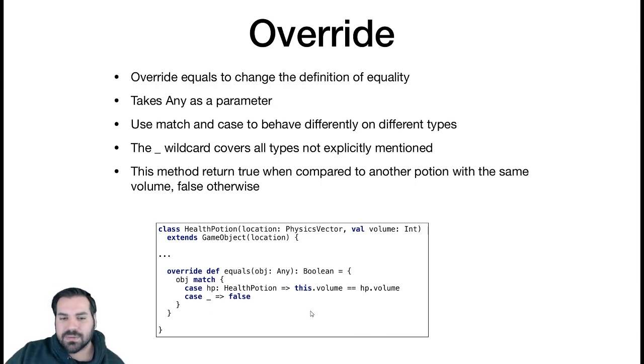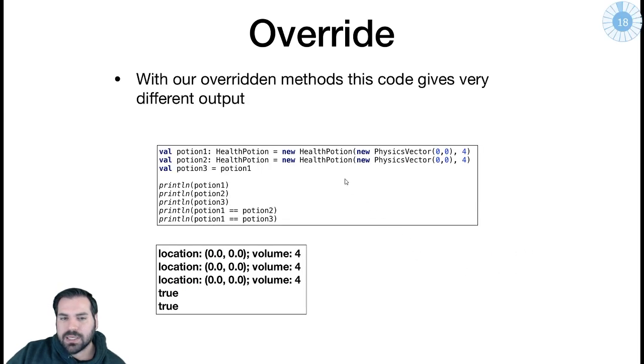Scala loves its arrows. So with this behavior, we're going to say a health potion is equal to another object if it's a health potion with the same volume. Otherwise, they're not the same. Now we rerun this code. This code doesn't change at all. We just overrode some methods in the physics vector and health potion classes. And now we get completely different behavior. We get our potions printing out with some more meaningful information that actually reflects the state of that health potion, not just where is this on the heap, which is something we as programmers almost never care about, at least at the level we're coding right now.